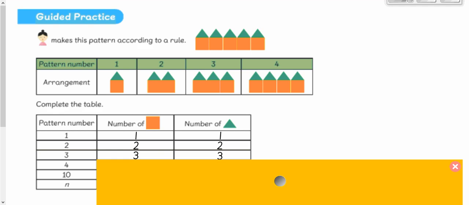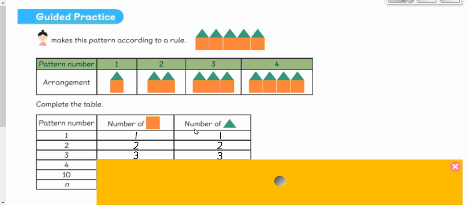Right, we're going to go through this one together. So guided practice. So this lovely lady makes this pattern according to a rule. She's putting an orange square and then a green triangle on top of it. So pattern number 1, the arrangement is 1 square, 1 triangle. Pattern number 2, 2 squares, 2 triangles. Pattern number 3, 3 squares, 3 triangles. Pattern number 4, what a surprise, 4 squares, 4 triangles. Pattern number 5, I wonder. Oh yes, of course, 5 squares, 5 triangles, and so on and so on.